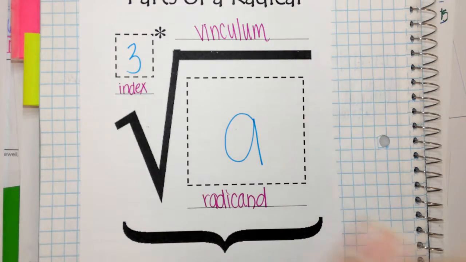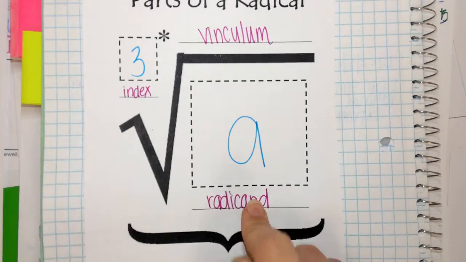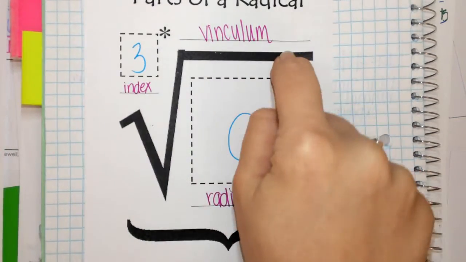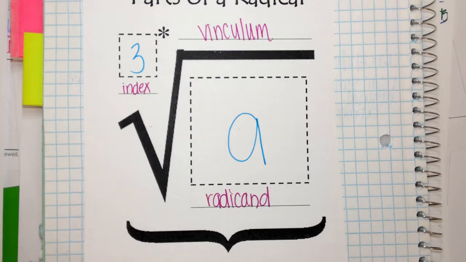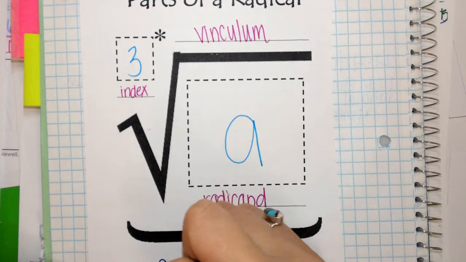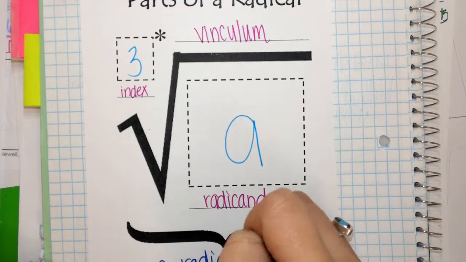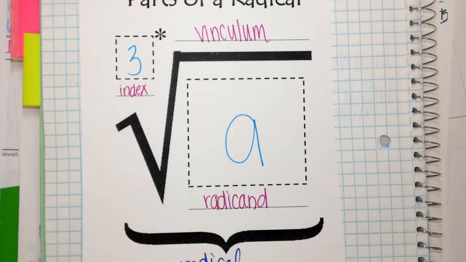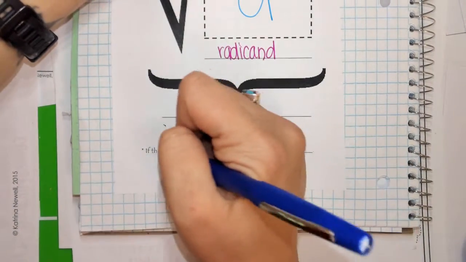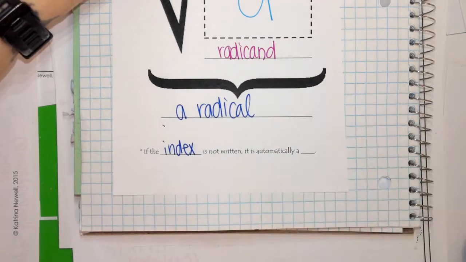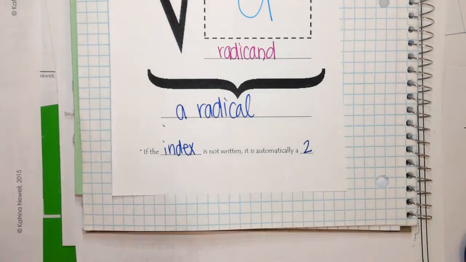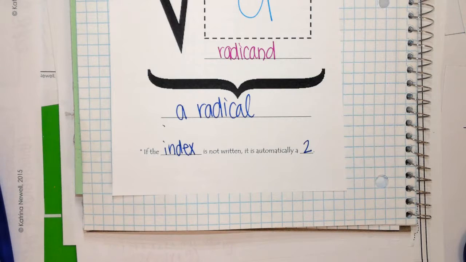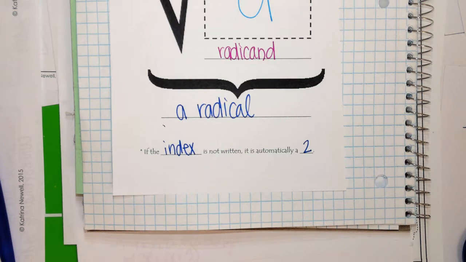That's a fun fact. Okay, so anything under the house is called a radicand. The thing inside the mullet is called an index. The top bar is called a vinculum. And the whole entire thing is called a radical. Now, if the index is not written, it is automatically a 2. So if it's a 3, we say the cubed root. If it's a 2, we say the square root. Or if there's not one, we say the square root. If it's a 4, we say the 4th root, 5, the 5th root, etc.